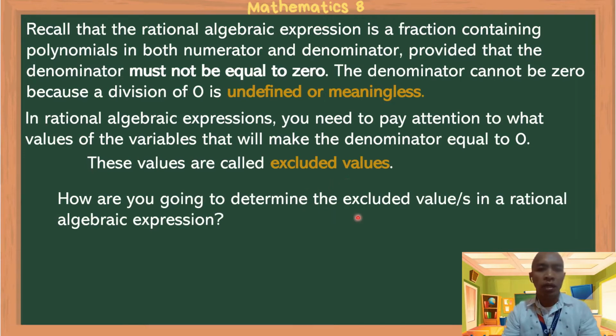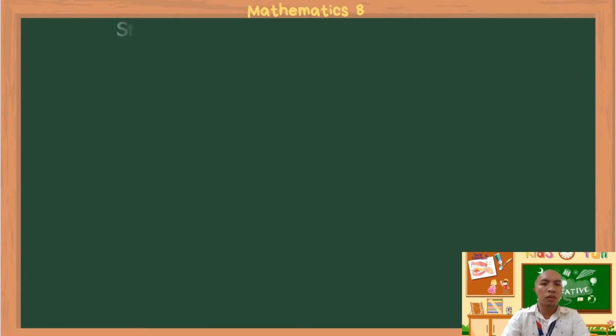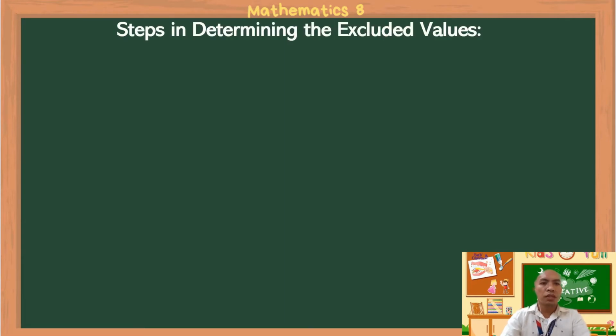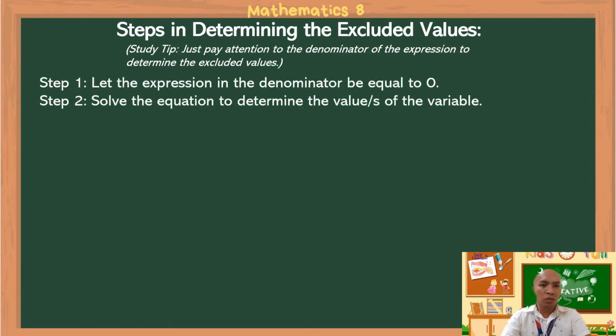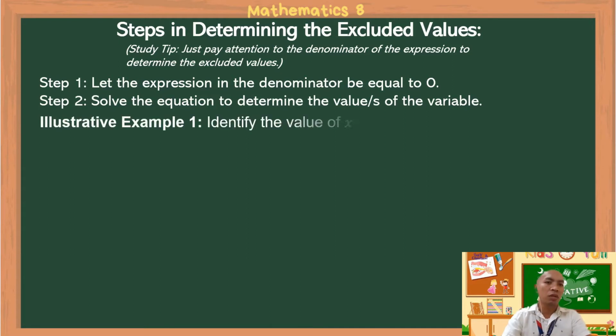And how do we determine the excluded values of a given rational algebraic expression? These are the steps in determining the excluded values. All you have to do is just pay attention to the denominator. What is the value of the variable that will make the denominator 0? Step 1, we're going to let the denominator be equal to 0. Secondly, we're going to solve the equation to determine the value or the values of the variable.